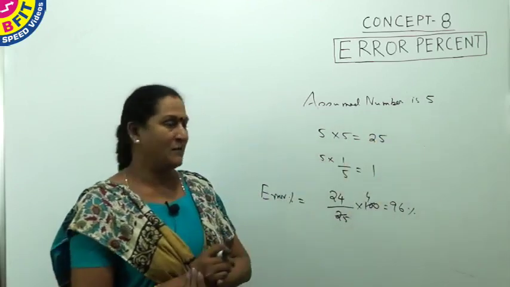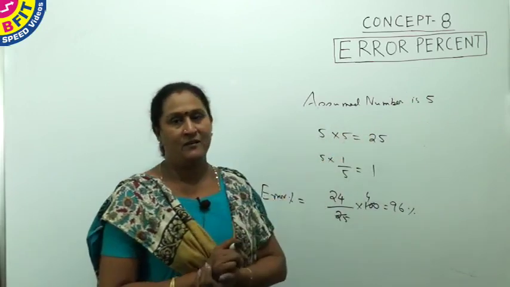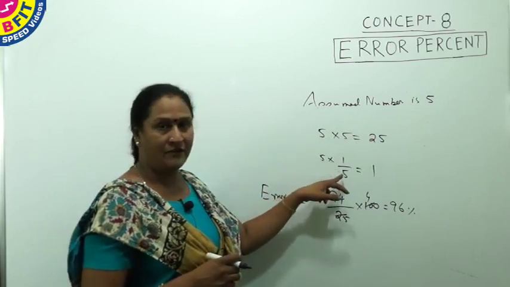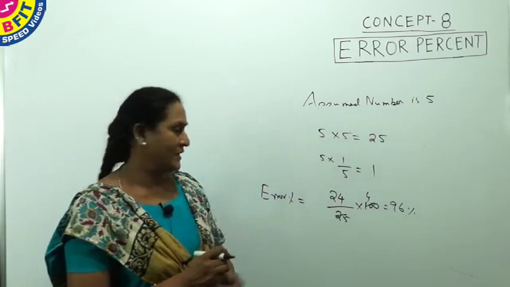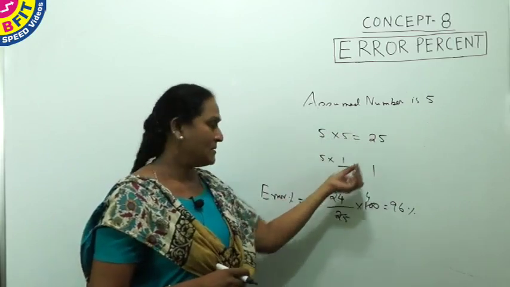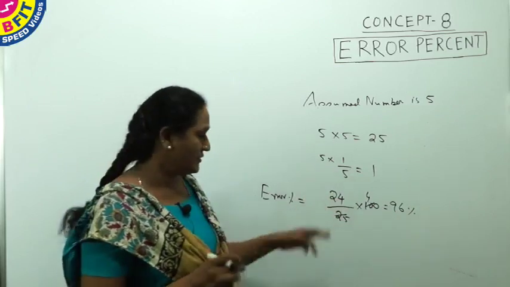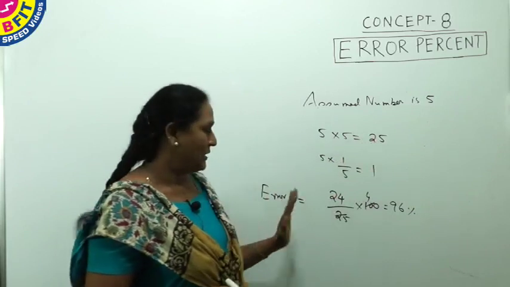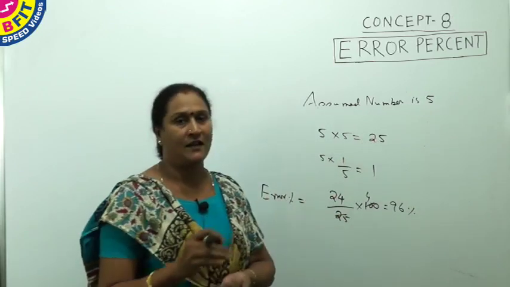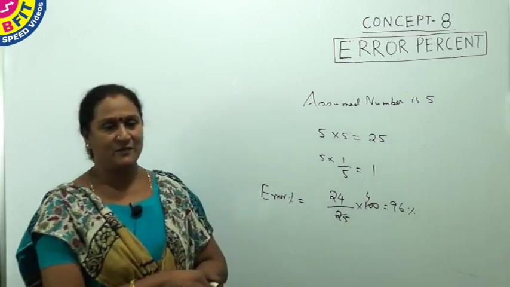Assuming the number as 5, the correct answer should be 25. But he had divided it with 5 and got the answer as 1. How to find the error percentage? The difference in the answers divided by the correct answer, into 100. What is the difference in answers? 24. The correct answer is 25, into 100. The error percentage is 96%. So here the answer is 96%.